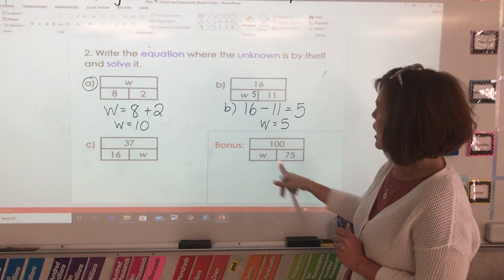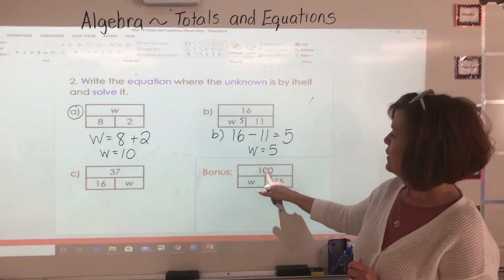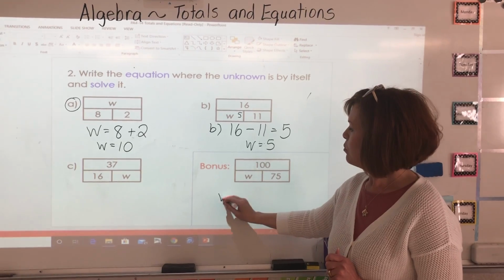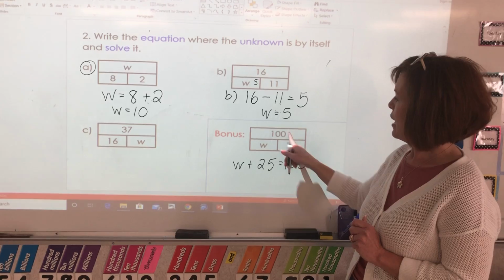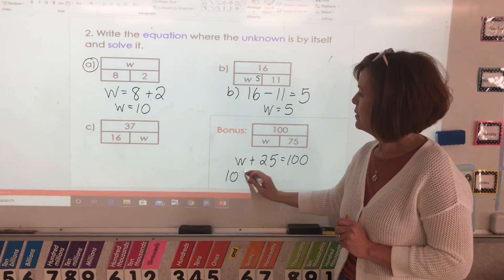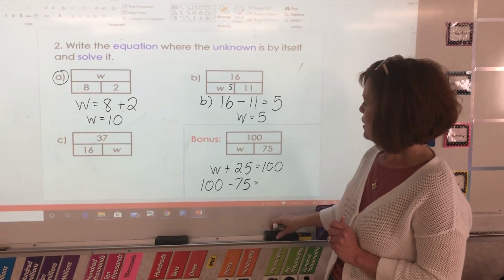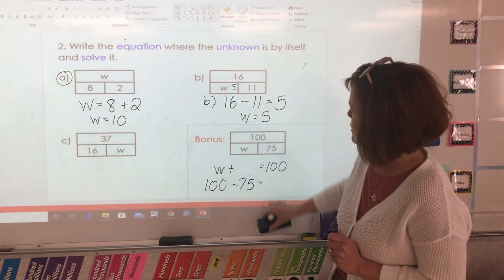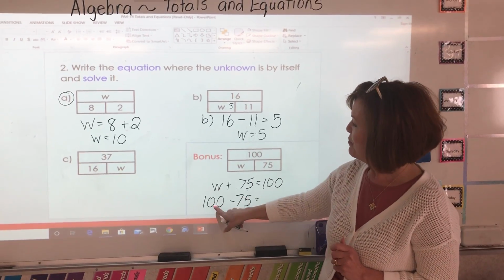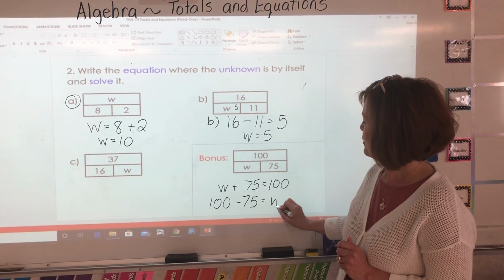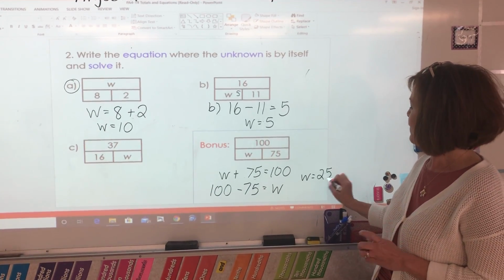I'm doing all right. How about the bonus for those of you that are loving this algebra? W plus 75 equals the total of 100. I could write it that way, but it might be easier to use the strategy of take my total, subtract one of the small numbers. Uh-oh, I just gave away the answer in the top part. You didn't see that. W plus 75 equals 100. And the way you could solve for W is 100 minus 75 equals W. And you probably did see W equals 25. Okay, good.